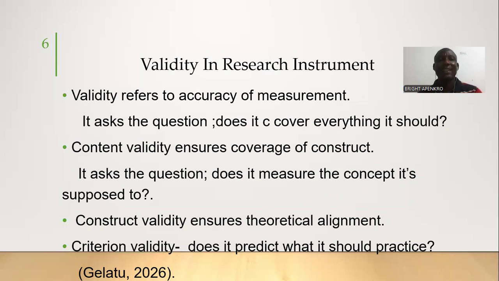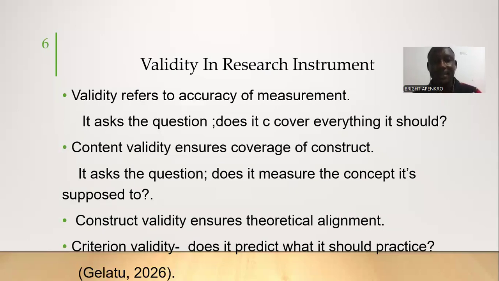Then we are saying that validity asks the question, does it cover everything you should? So you took your instrument, has it covered the entire sample, or the entire population? Has it covered everyone that is supposed to be covered in your research? If it has, then we are saying that the instrument you have developed is very valid.